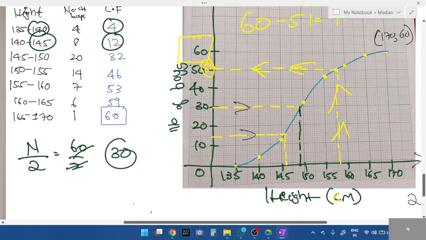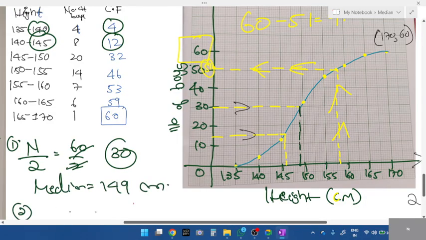Yes, completed. We'll try the next one. First question like this. So answer, median is equal to 149, and that 149 is in centimeters.